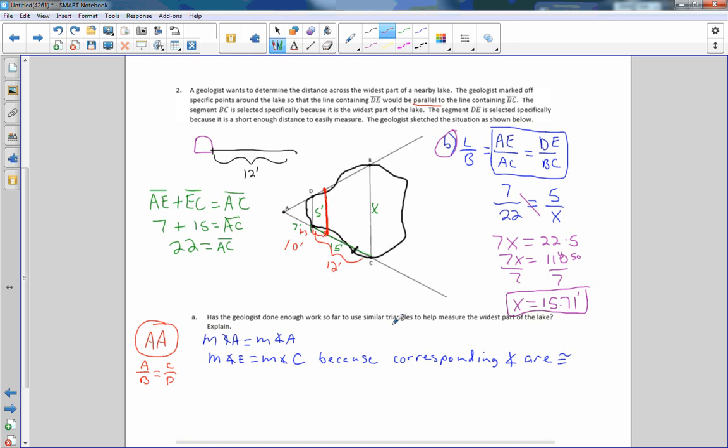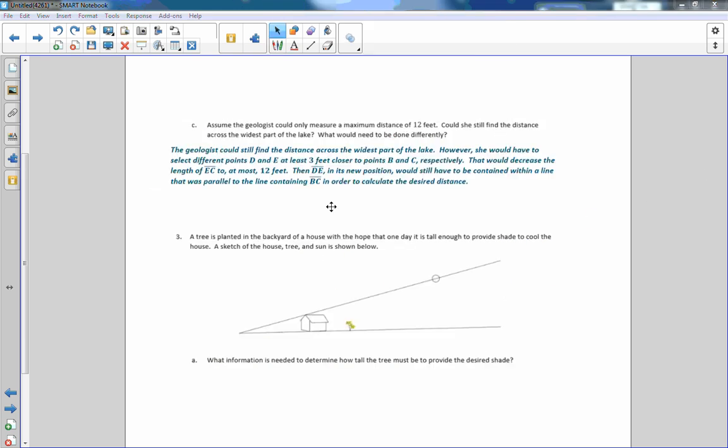So there's the explanation, and I'll bring in the answer key solution. I explained it in the diagram, but here's the solution. It says the geologist could still find the distance across the widest part of the lake. However, she would have to select different points, D and E, at least 3 feet closer to points B and C respectively. That would decrease the length EC to at most 12 feet, which is what I showed in the diagram. Then DE in its new position would still have to be contained within a line parallel to the line containing BC in order to calculate the desired distance.